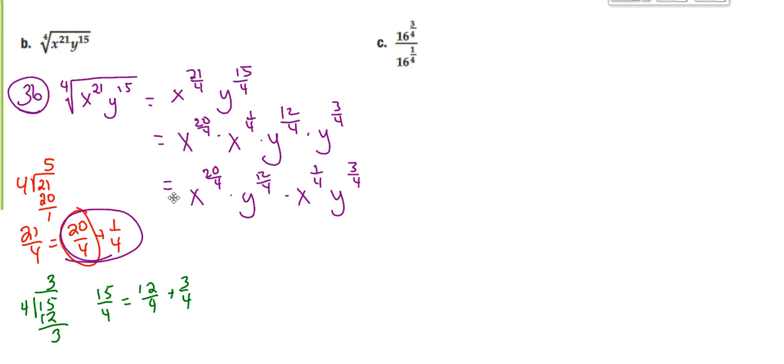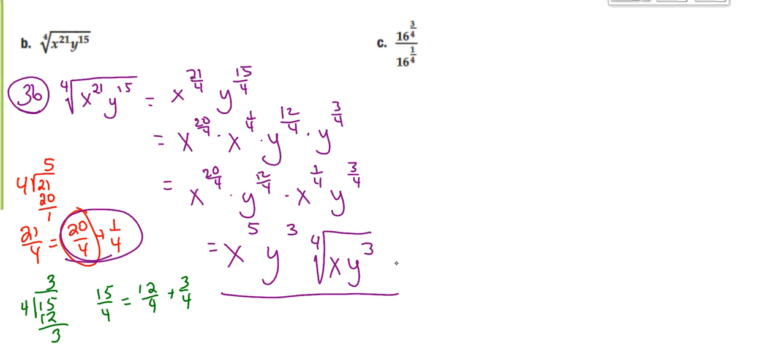So my final result is x to the 20 divided by 4, which is 5, y to the 12 divided by 4, which is 3, and then I'm just going to write the rest of this as the fourth root of x, y to the third. And so there is my answer for that one. And now we'll move on to letter C.